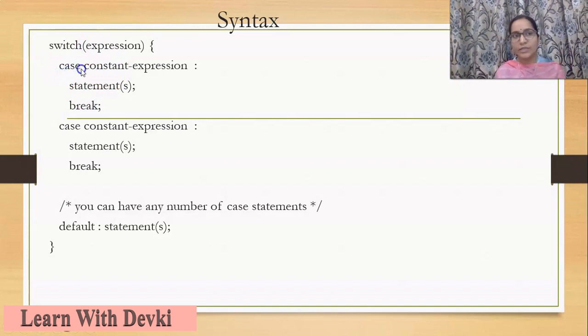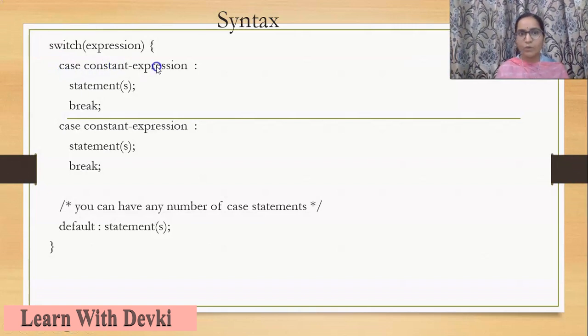Case is a keyword. Now the expression's value will be matched with a constant expression, meaning this must be a constant value. Is it okay? A constant expression means something like 1 plus 2, which is a constant value with an expression, or it can be a direct constant. So first we write case, then some value, and then a colon. It is compulsory to put it.